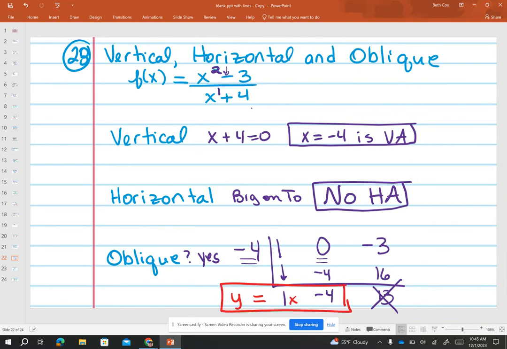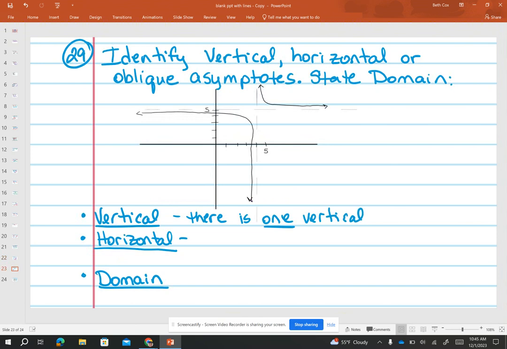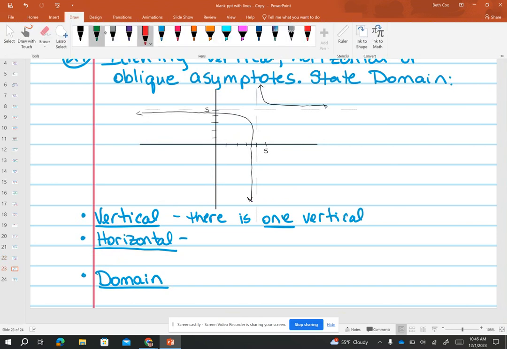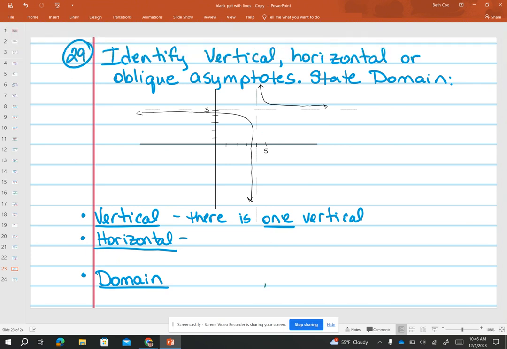That's my oblique. Okay, now this one is a picture and it's asking for the same thing. So here we go, we're going to look at the picture. We've got to look very carefully. The vertical asymptote, there's one. It's very light and gray. It's right here at 4. So there's that one vertical asymptote at x equal 4. Horizontal, here it is right here. It's very light, and it's coming in at y equal 5.